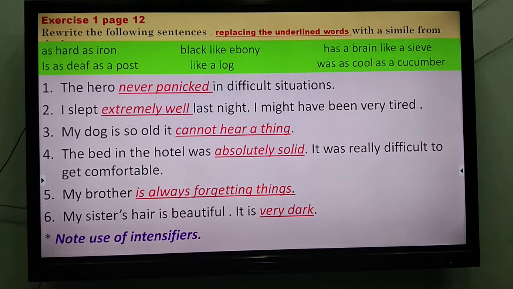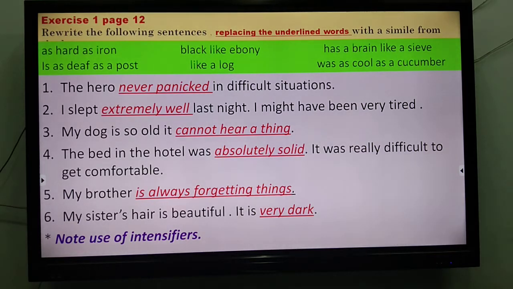Now see which of the situations below or the sentences below describe this simile, as hard as iron. Not iron, iron. Black as ebony. Ebony is a color as well as it is a tree. So ebony is black. It is a shade of black. Has a brain like a sieve. We just saw a picture of a sieve, so we know what a sieve looks like. Now see in which particular sentence it would be most befitting.